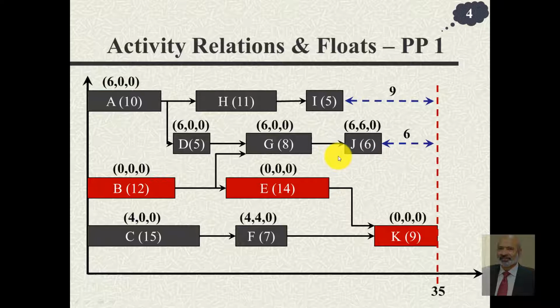Going backwards, this path had a flexibility of 6 days. So whether it is this activity A, D, G, or J, these activities collectively have a total float of 6, the first digit in each case. Since this activity does not have any successor, its free float is 6.